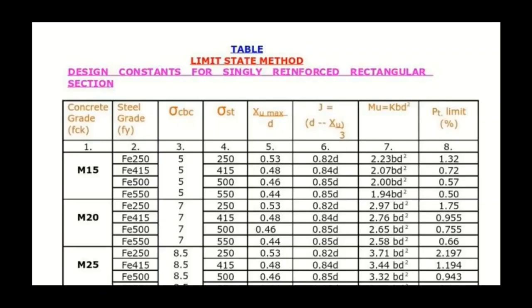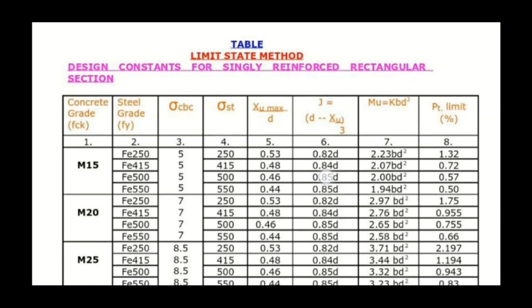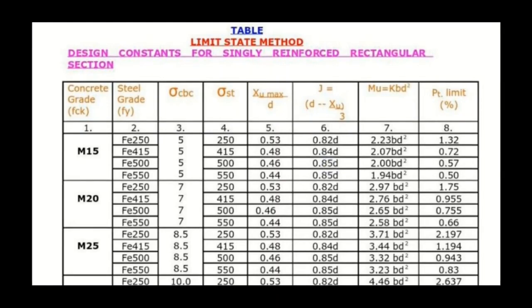Okay, look at this table. This table is for design constants for single reinforced rectangular section, but these constants may be used in many designs. So for the limit state method, for our purpose, mainly we have to focus on the first column, grade of concrete, that is fck, and the second column, steel grade, that is fy.